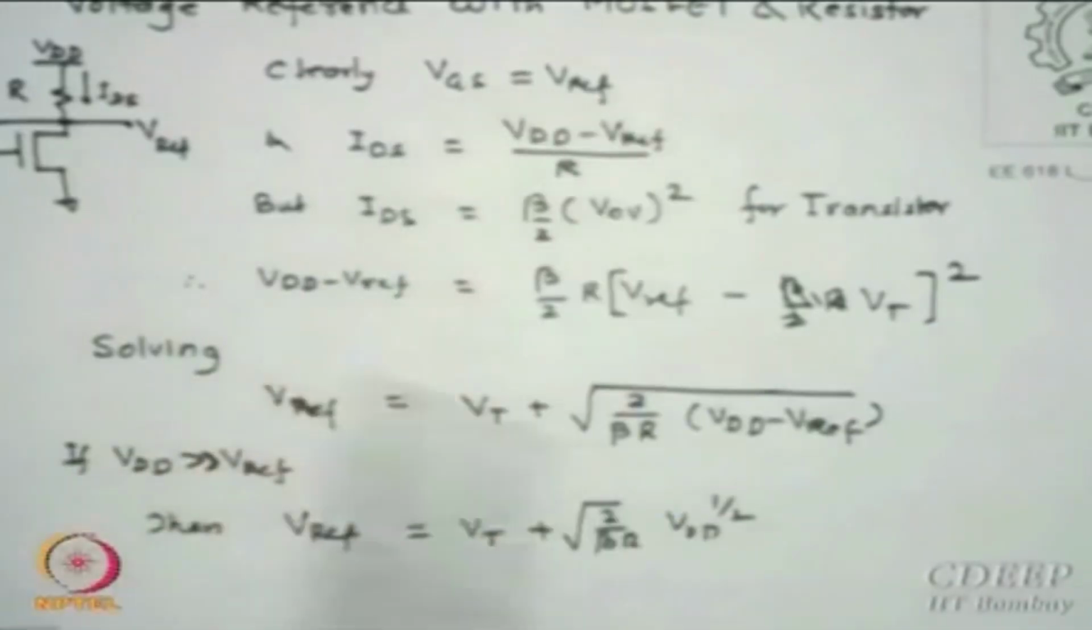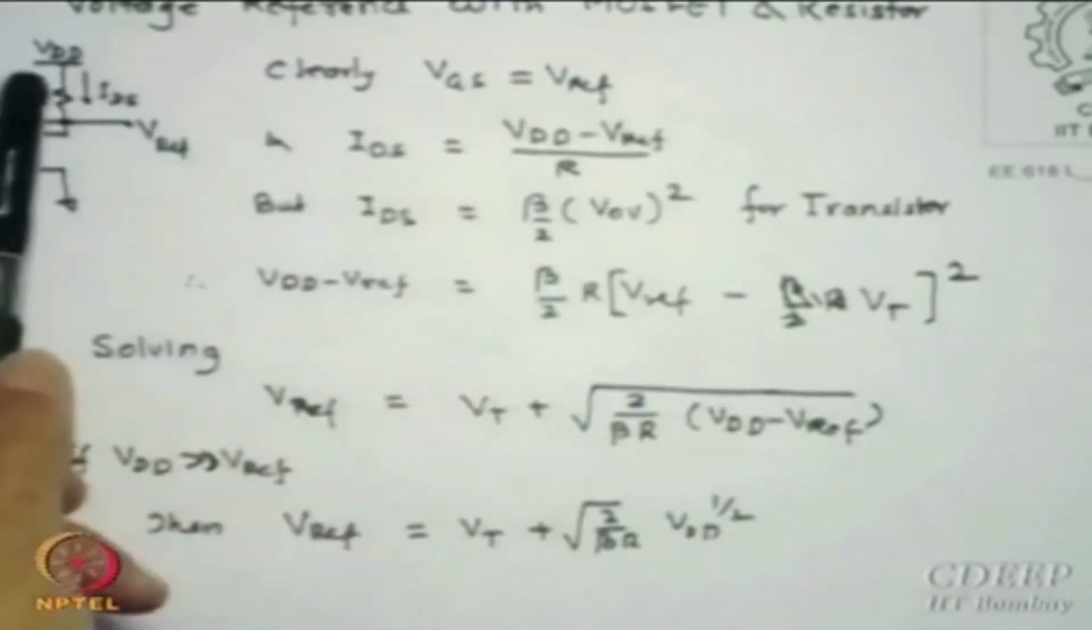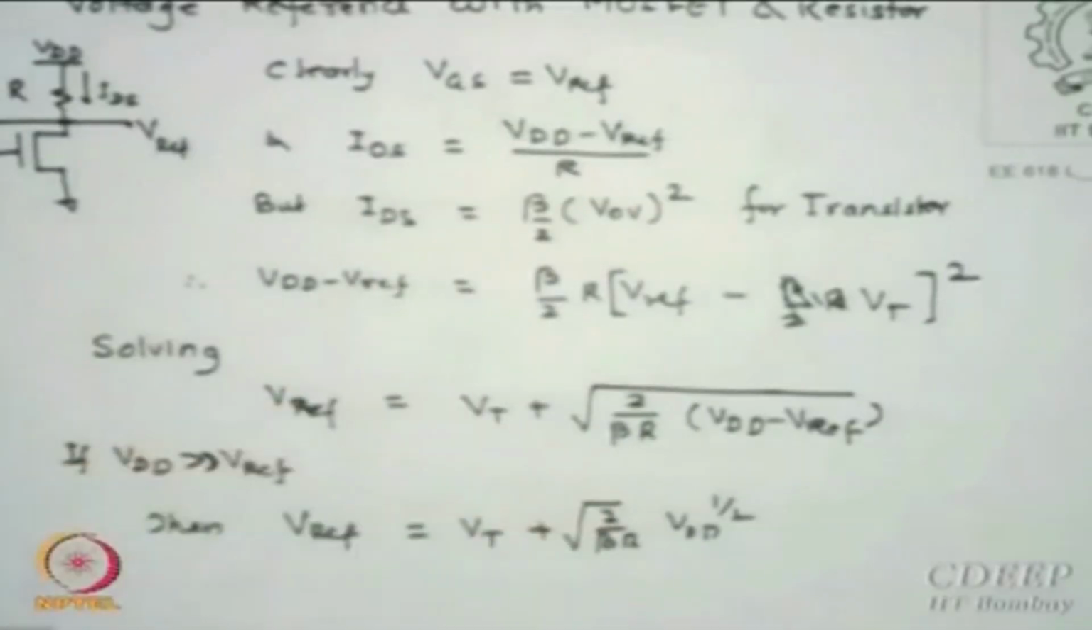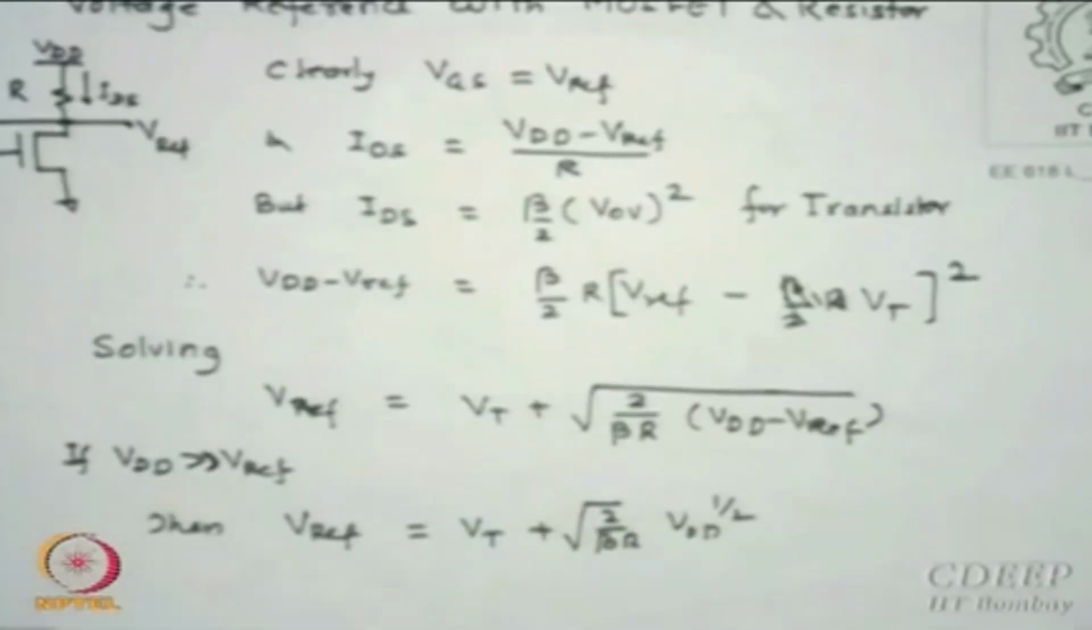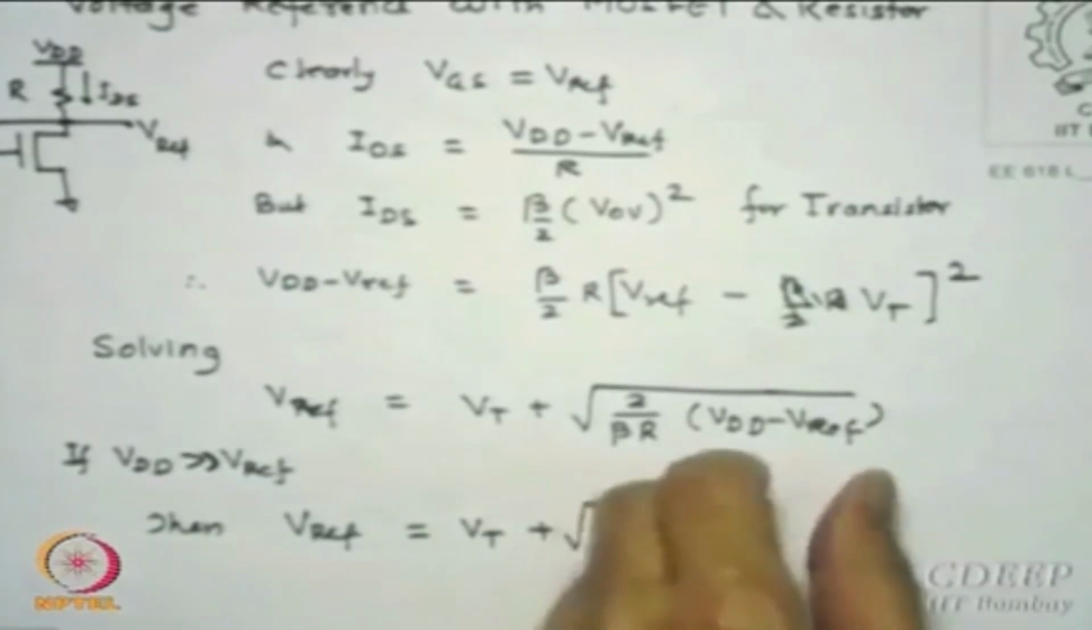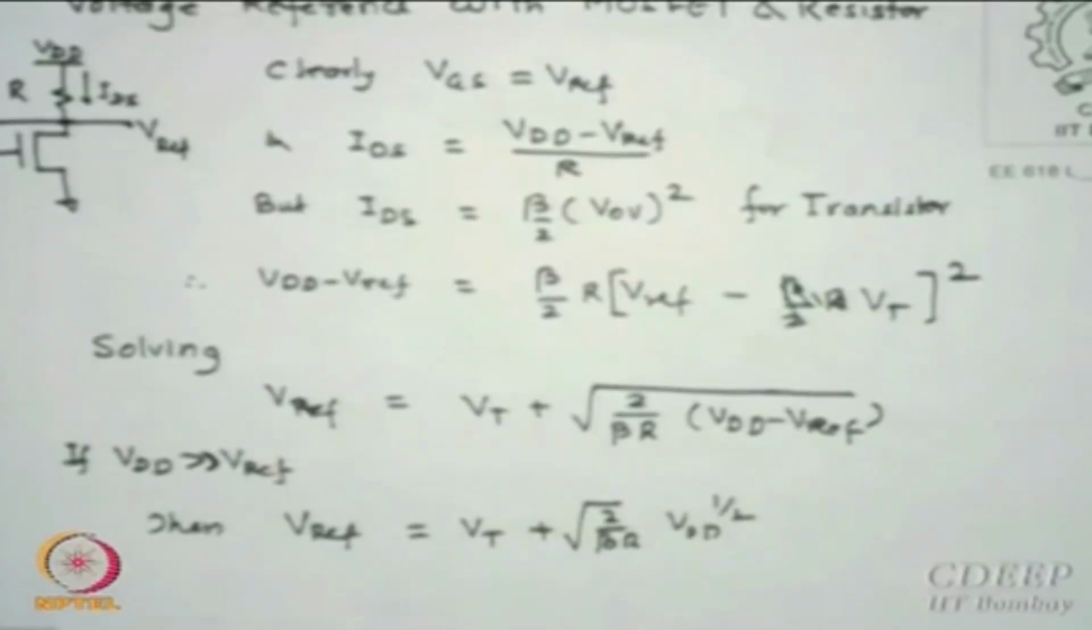So VGS is V reference. The current in the transistor is the current in the resistor, so (VDD minus V reference) by R. But we know IDS is beta by 2 VOV squared for the transistor, assuming lambda to be very small. So VDD minus V reference is something like this. Solving, we get V reference as VT plus root of (2 by beta R)(VDD minus V reference), still this V reference is there. So let us assume VDD is very large compared to V reference, then I can leave this V reference out and directly write V reference is Vt plus root of (2 by beta R) VDD by 2.